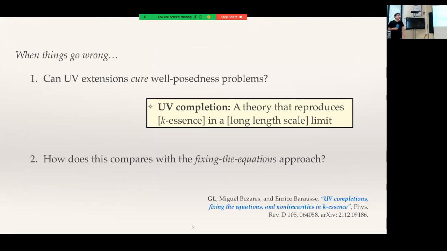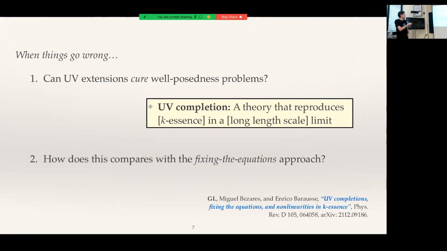More specifically about the last point, what I really want to answer is the following two questions. When things go wrong, which I will define later, can we extend the theory in some way to cure these problems? And particularly, I will be referring to a UV completion. Let me give a hand-wavy definition of what a UV completion means: basically, I want a theory that has a larger range of applicability that can reduce to quiescence in this example in some kind of way.